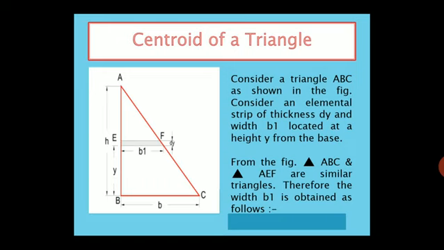So now here in this figure we get two triangles. One is our main triangle ABC, second triangle is AEF, which we have got by taking an element which has a thickness or a depth of dy. Hope the figure is clear. It is straightforward.